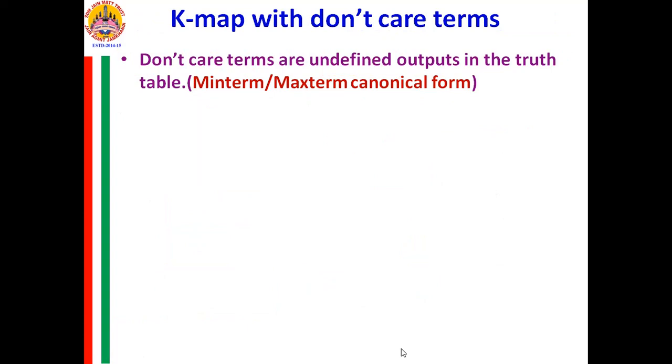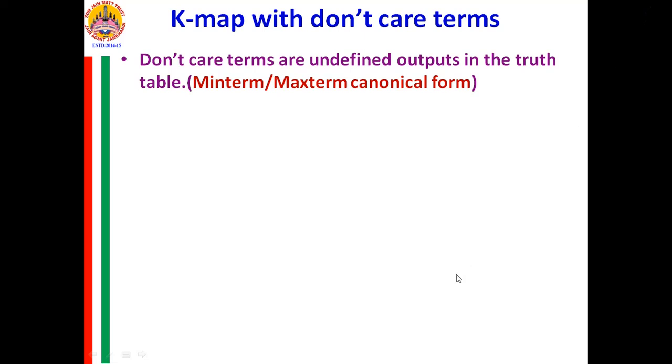Now let us concentrate on K-maps with don't care terms. So what are these don't care terms? The don't care terms are the undefined outputs in the truth table for which we can assume that the function may evaluate to 1 or it may evaluate to 0.